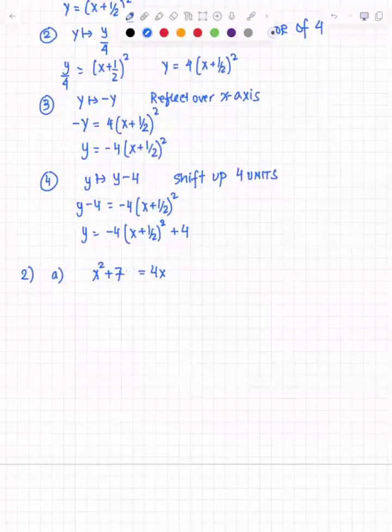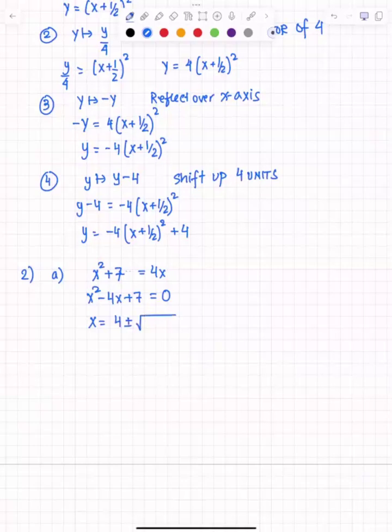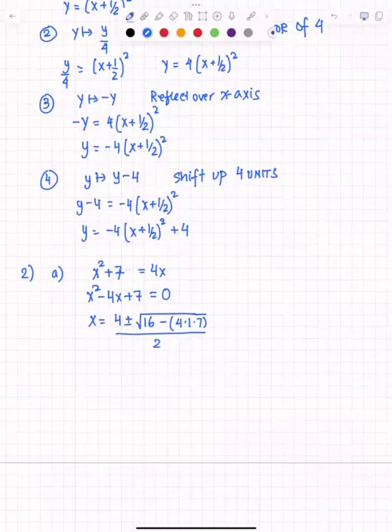Let's bring everything to one side. So it's x squared minus 4x plus 7. You write it in the standard form equals 0. I don't know the factors of 7 that add up to negative 4. So I'm going to use the quadratic formula. x is negative b, which is 4, plus or minus the square root of b squared, negative 4 squared is 16, minus 4 times a, which is 1, times c, that is 7. Whole thing divided by 2 times a, which is 2.